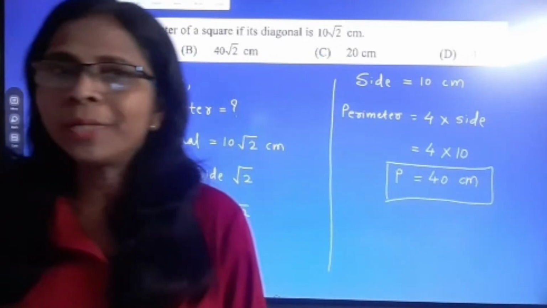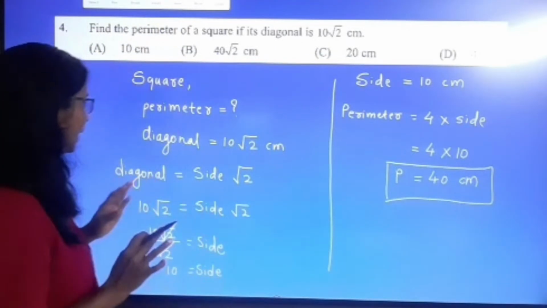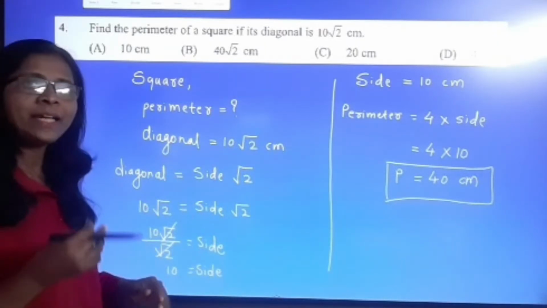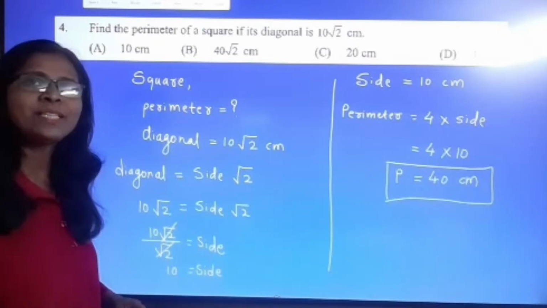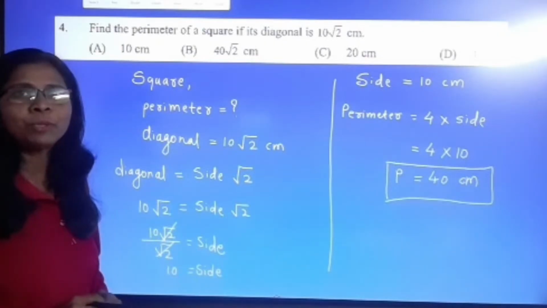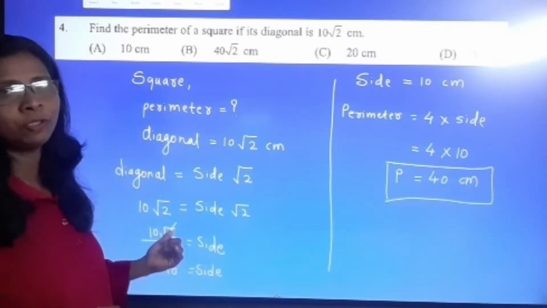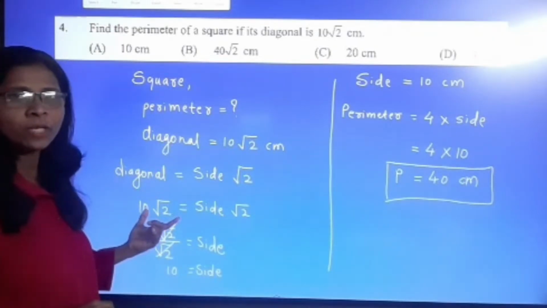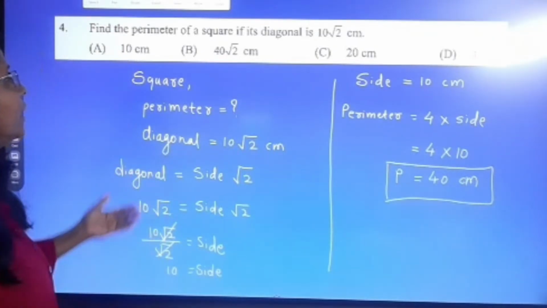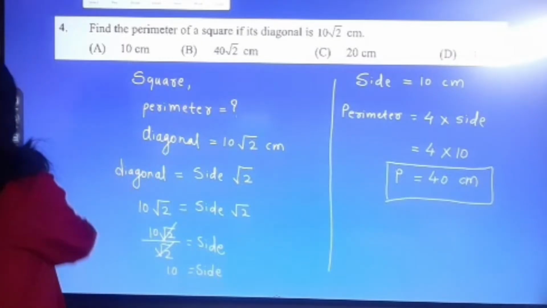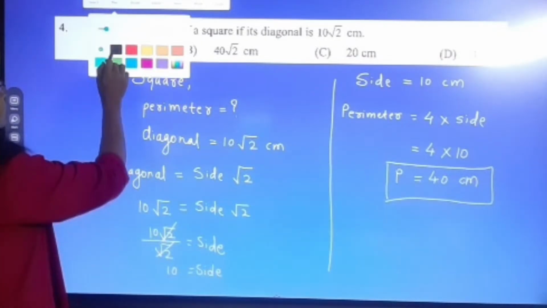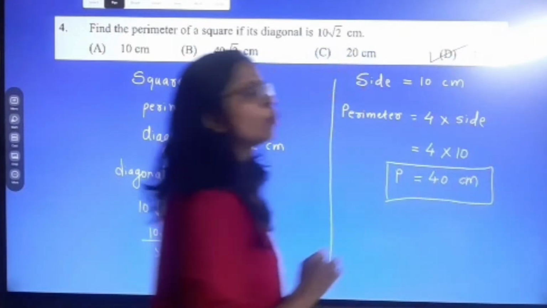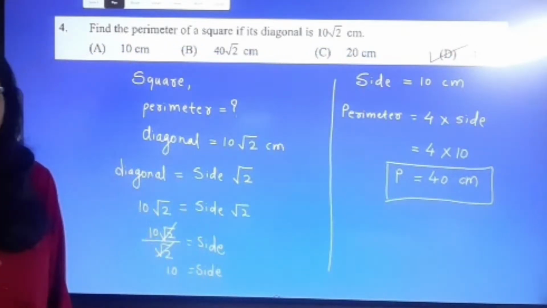Okay, got it students? The formula for the diagonal is side root 2. If I write the formula for the side, then I write 1 upon root 2 times the diagonal. In this way, the correct option is D, 40 centimeters.